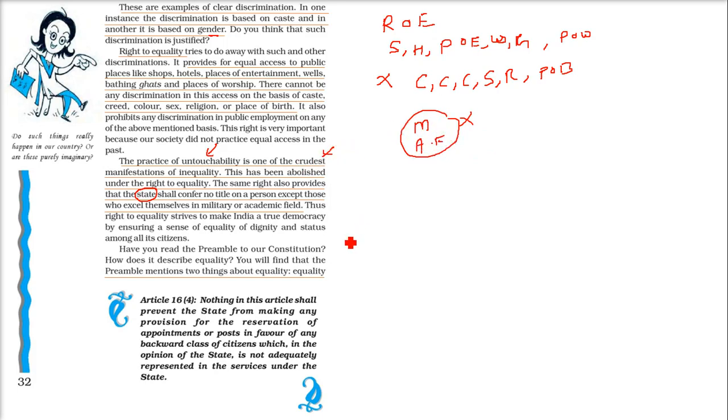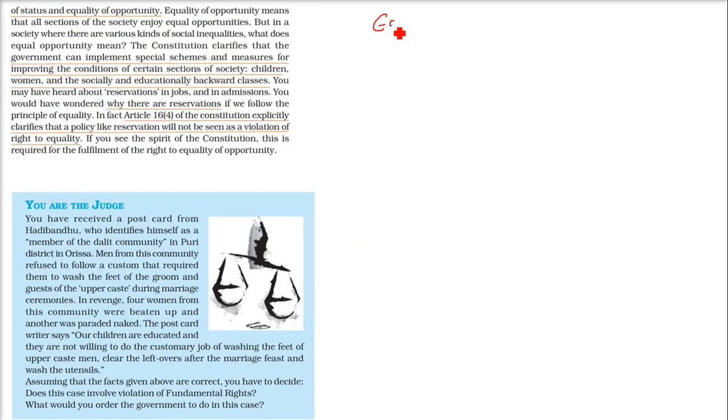The preamble mentioned two things. First is the equality of status. The second is equality of opportunity. Equality of opportunity means that everyone, from the different sections of society we have, should get equal opportunities in everything: in profession, in jobs, everywhere.